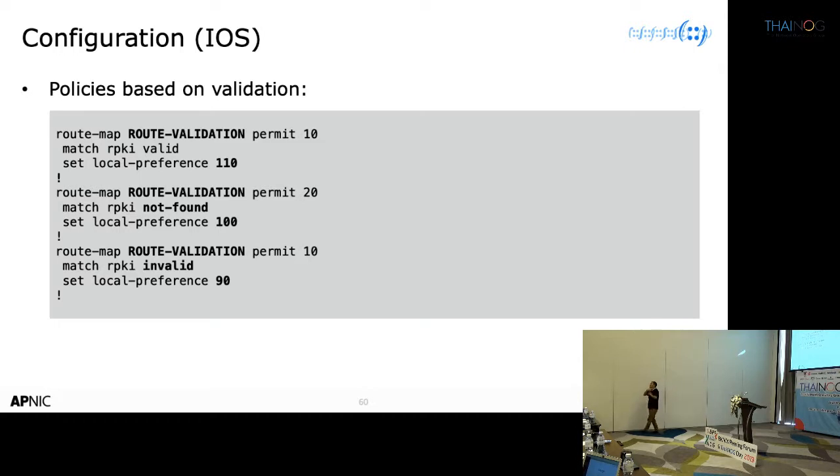This is an example of RFC 7115, where they recommend, instead of dropping invalids, if you want to define policies, this is what you do: give your valids the highest local preference, give your not founds the medium local preference, and your invalids the lowest preference. But again, it's your network, it's your choice. You want to drop it? It's only 6,000 routes. Out of 760,000 routes in IPv4, only 6,000 routes are invalids. You want to drop it, you drop it. But I always say, it's your network, your choice.